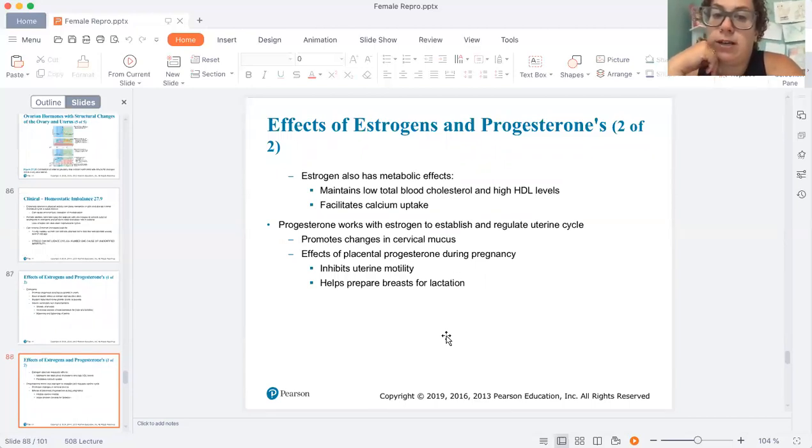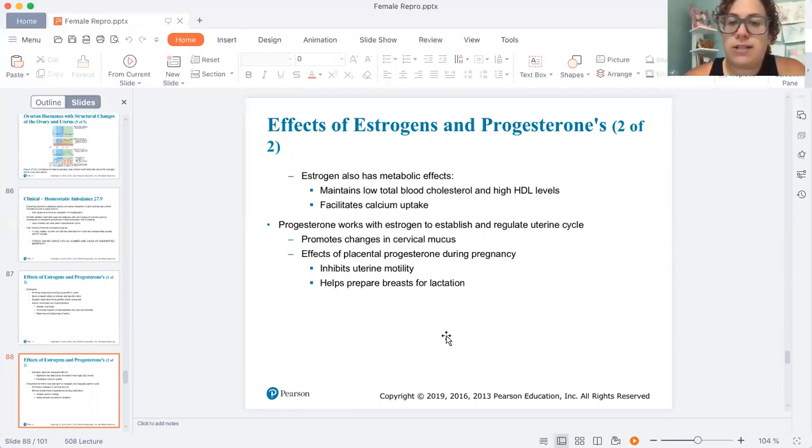Estrogen also has some metabolic effects. Recent studies show it helps calcium uptake, and it can help maintain a lower blood cholesterol and high HDL levels. So sometimes in menopause, we do hormone replacement therapy for two reasons. One, to help minimize the symptoms of menopause, which are quite brutal for some women. Two, it's good for their cardiovascular health and bone health, because estrogen is needed for good bone maintenance. And then progesterone will work with estrogen to regulate the uterine cycle, like I talked about.